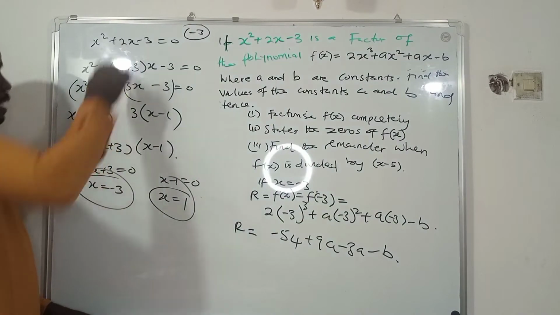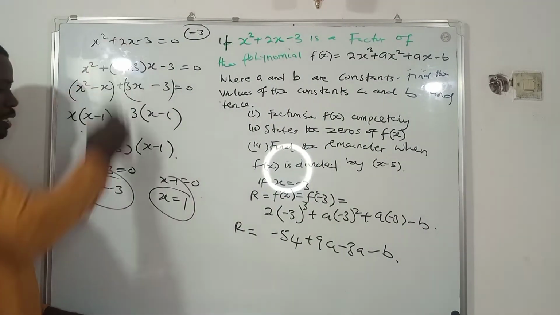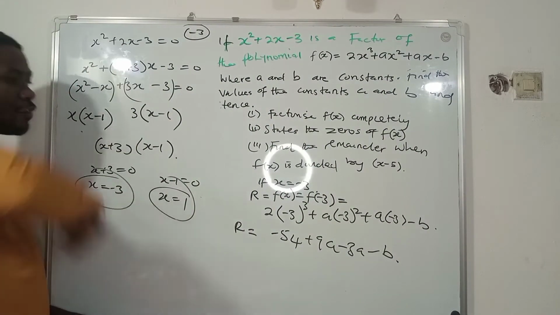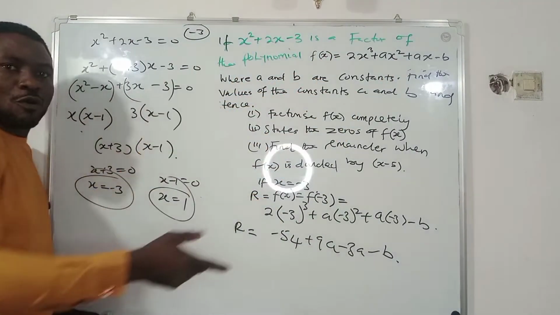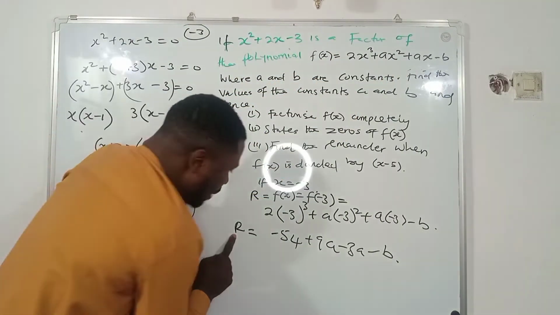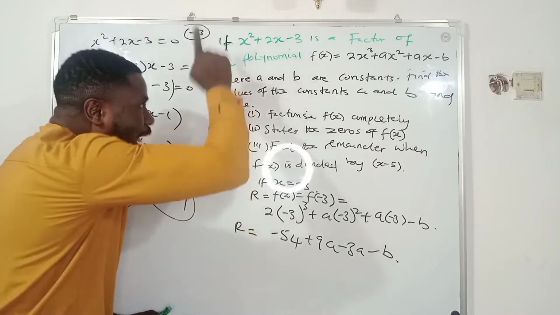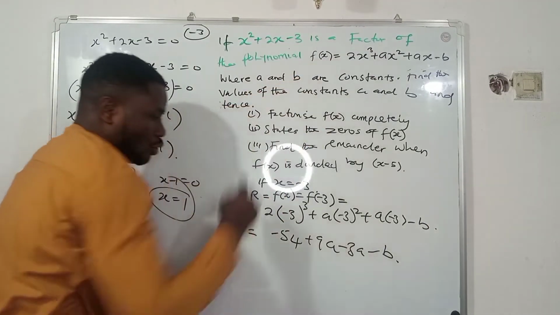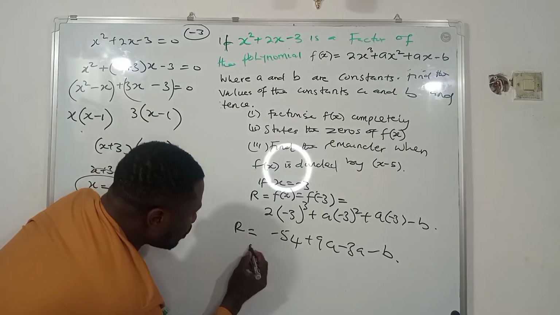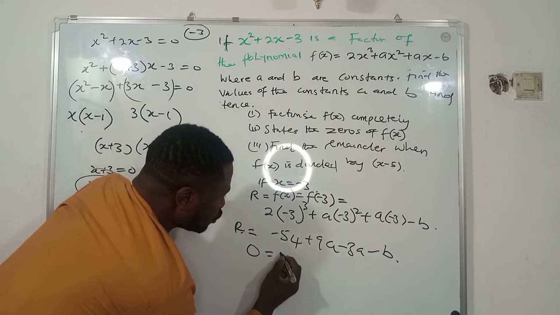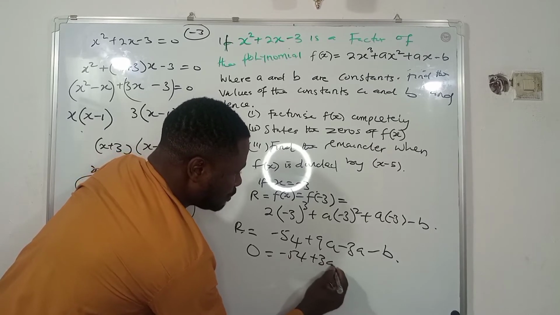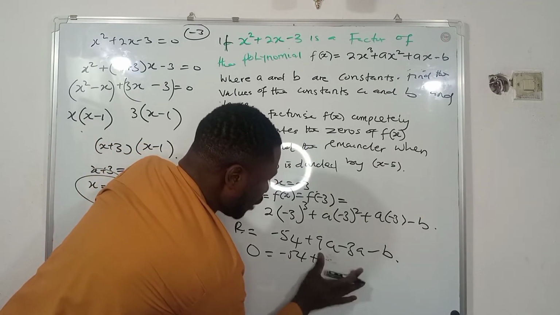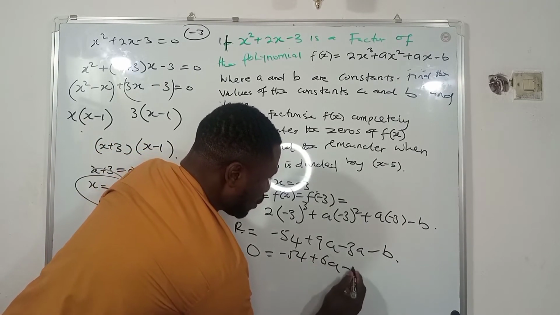That means for x minus 3 to be a factor of this, if you substitute, if x minus 3 divides this, the remainder will be 0. For that reason, our remainder is 0, because the original expression has this as a factor. Now that will give us 0 for r, and that will be equal to minus 54, plus 6a, and then minus b.